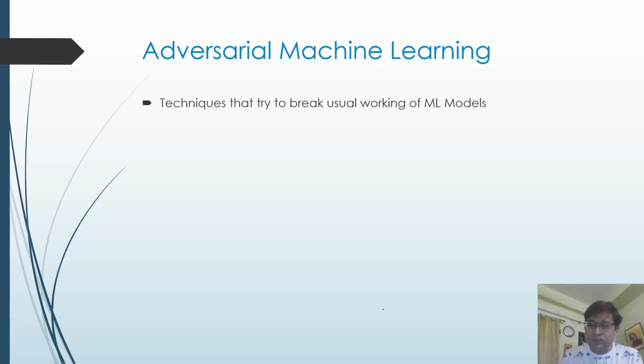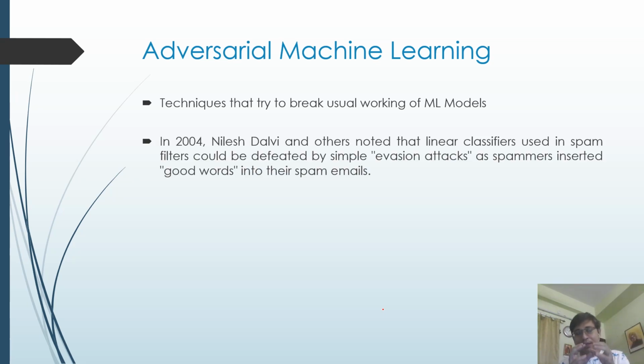Okay, so one quite famous instance is from 2004 when Nilesh Dalvi and his collaborators actually tried to find out vulnerability of spam filters. Okay, so the spam classification problem, right? So you want to classify an email as a spam email or a ham email. What these guys did was that in the spam emails they inserted some good words which are expected more from the ham side of the emails. Okay, and the classifiers were actually fooled. So this exposed one weakness. This type of technique is called an evasion attack.